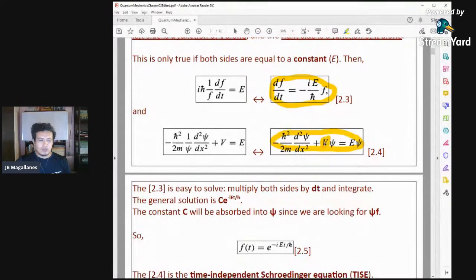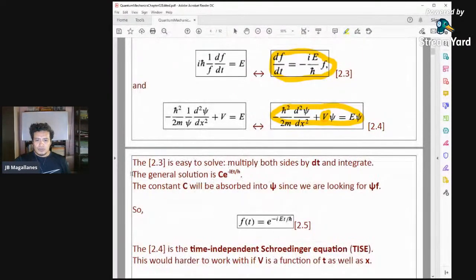So we have to specify V, or we have to get the boundary conditions or the constraints of the system. So going back to equation 2.3, you just multiply both sides by dt and integrate, and divide by f. And the general solution would be this. So f would look like this. But see, here is just a constant.